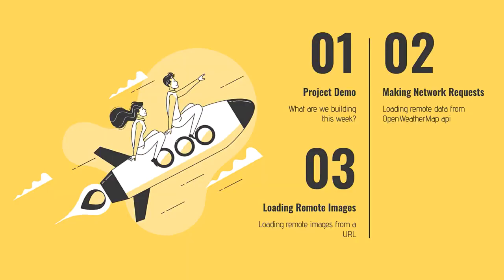As usual, we will start off with the project demo and give you an idea of what we will be building on this week and what concepts we'll be exploring. Then we're going to dive into how to make remote network requests on Android. Specifically, we'll be loading remote data from the Open Weather Map API. Then we're going to take a look at how to load remote images as well, and at a couple different libraries we can use to load those remote images and place them into our UI efficiently.